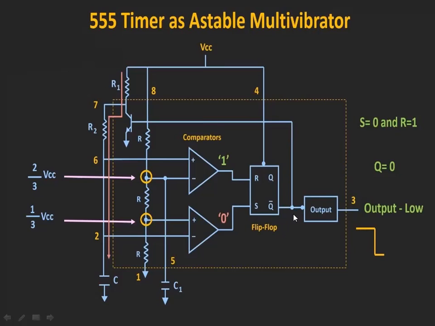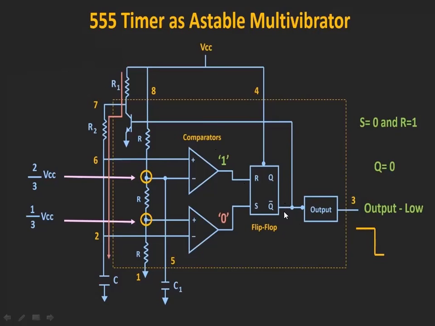Now Q bar will be 1. When this is 1, the output inverter is going to convert this 1 into 0. So here you can see the output is going to change its state from high level to low level, because up to now the output was at high level. Now it is going from high level to low level. So the output will be 0.